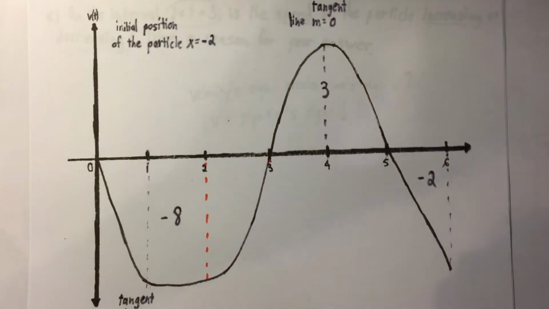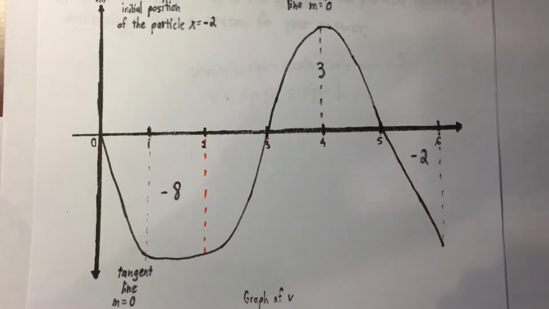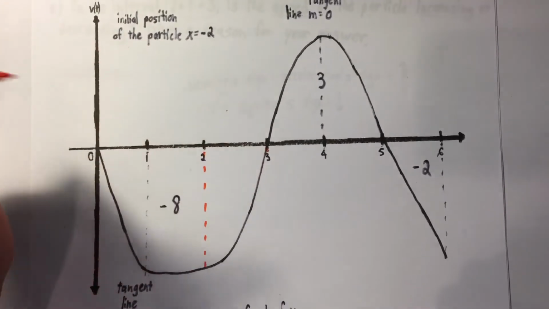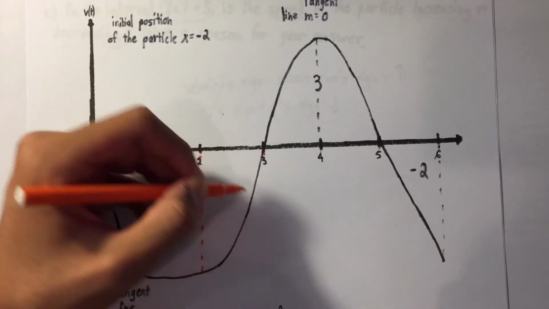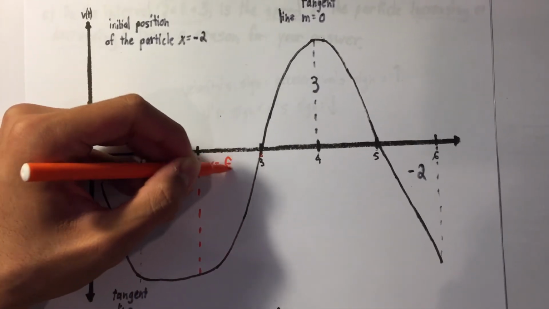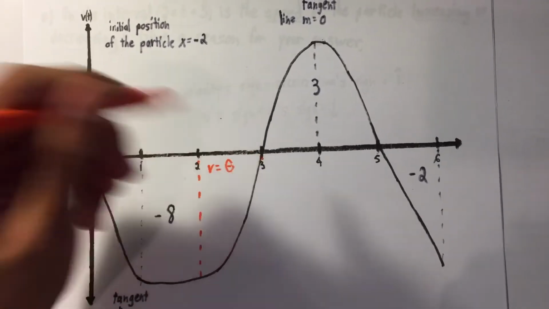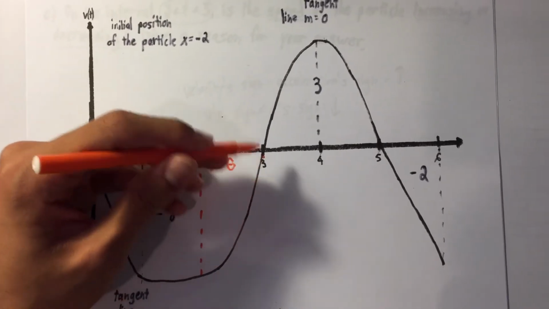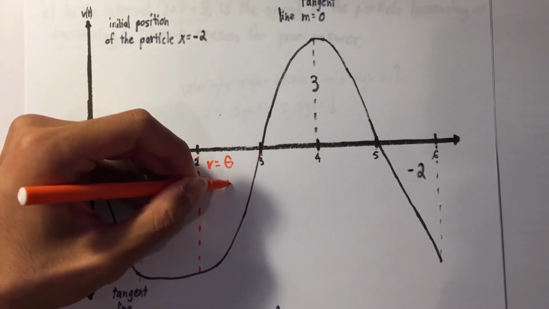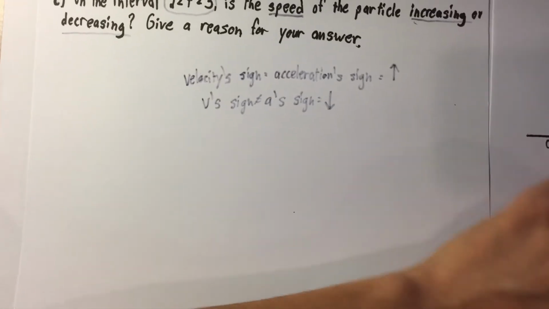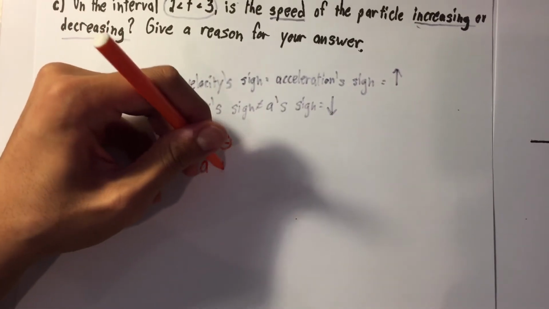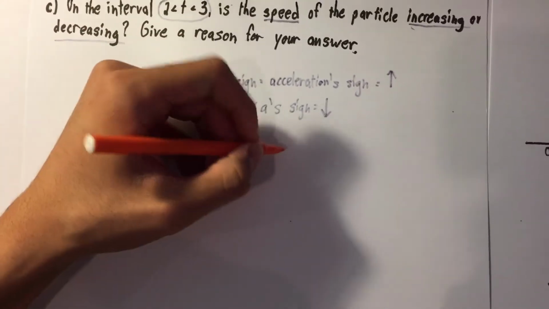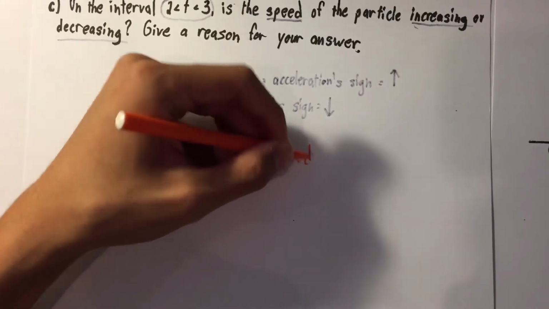Between 2 and 3, we can see that the velocity itself, so v, is negative, but then we can see that the slope, which is the acceleration sign, is positive. So since v is negative and a is positive, that means the speed is decreasing.